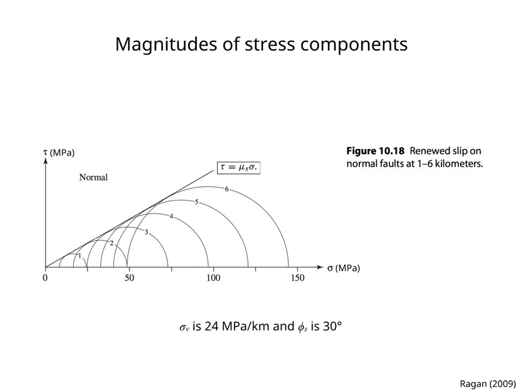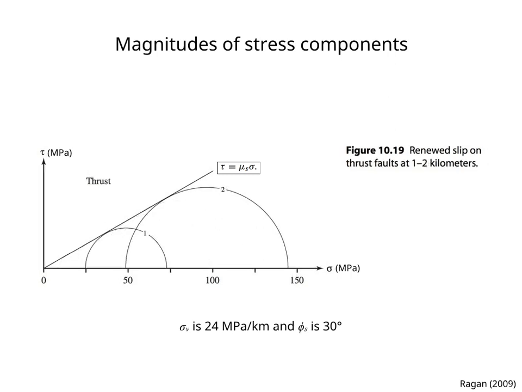For thrust faults, sigma 3 is vertical, and at a depth of 1 km, its magnitude is the same, 24 megapascals. For renewed slip, the magnitude of sigma 1 is then 72 megapascals. Therefore, a considerable increase in the horizontal stress is required for renewed movement to occur. Similarly, we can find the stress conditions at greater depths. Notice that the differential stress, the size of the Mohr circle, for thrusting, is much larger than for normal faulting.